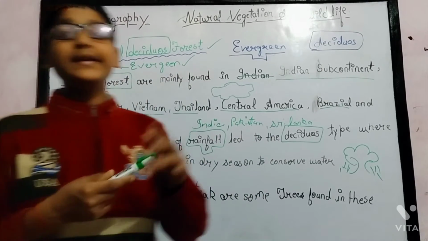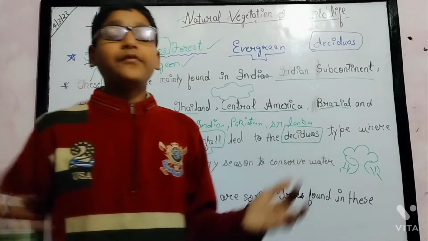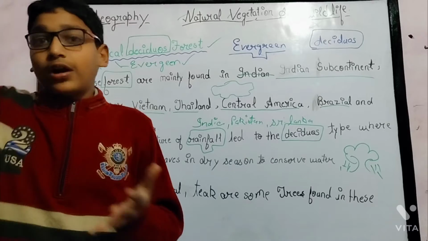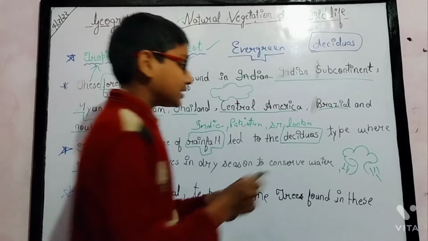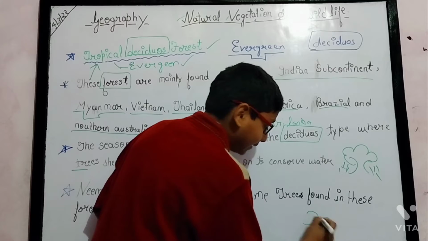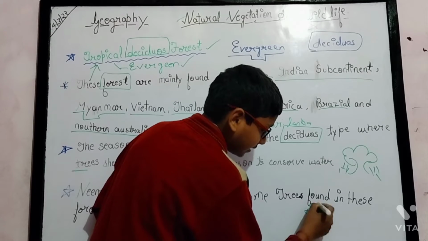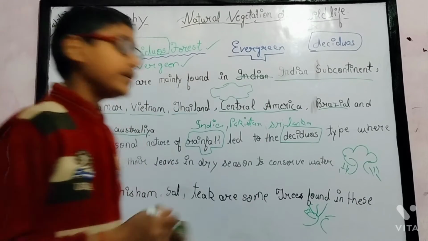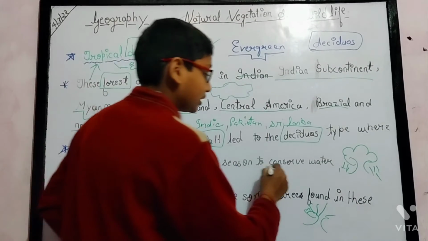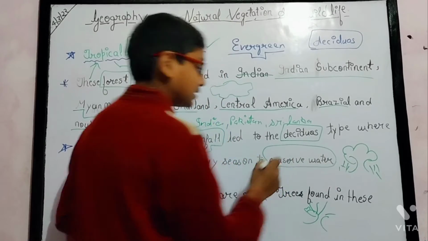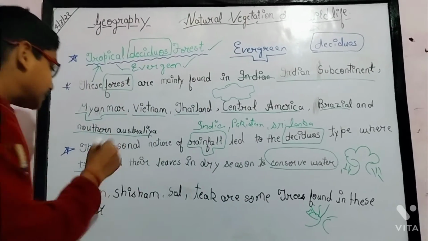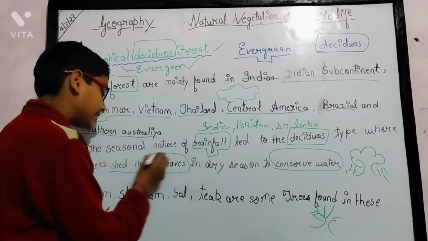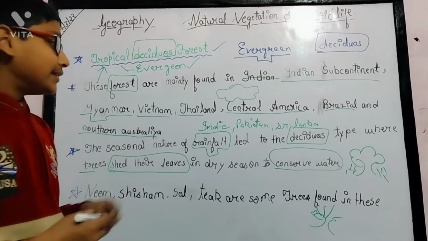If there are leaves on the tree, the sunlight will evaporate water from the tree. So if the tree sheds its leaves and leaves only the branches, it conserves water in the summer and hot seasons. The trees automatically shed their leaves to conserve water.